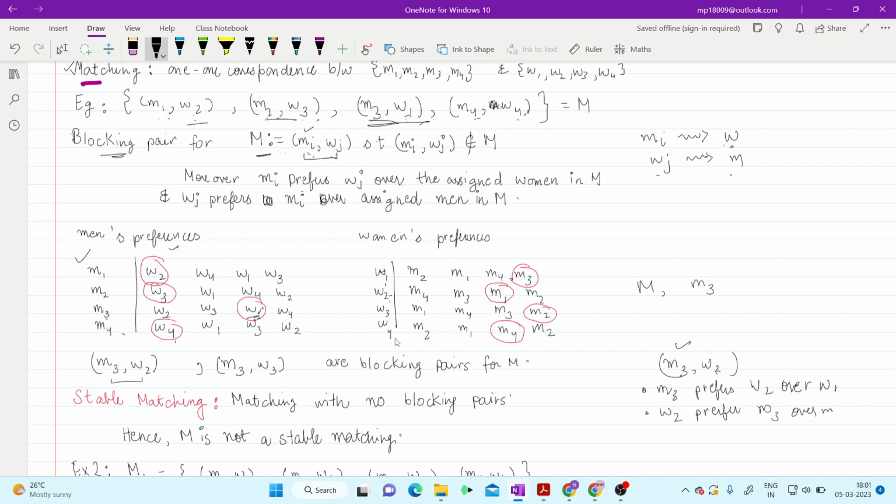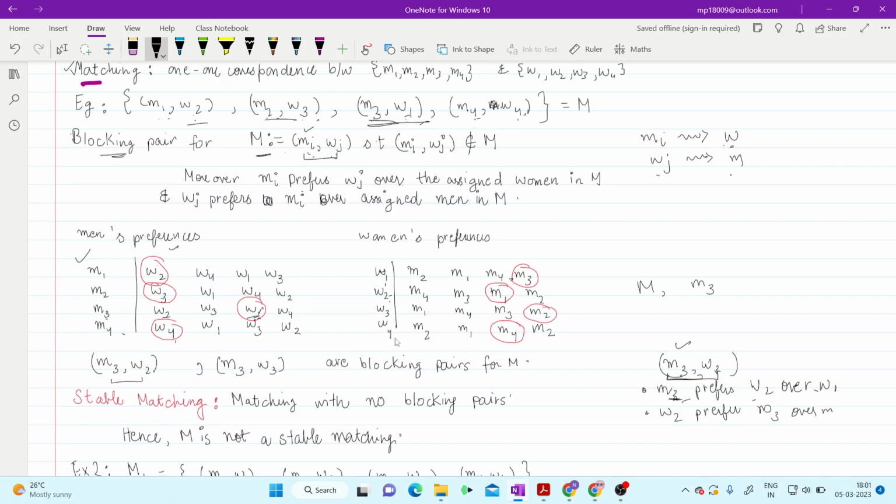So this pair is a blocking pair for M, because they are better off. This M3 is also preferring W2 over the person that he has been assigned, and W2 is also preferring M3 over the person that she has been assigned.